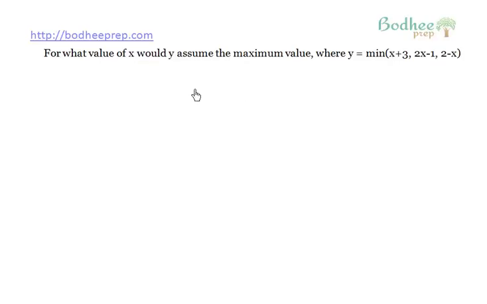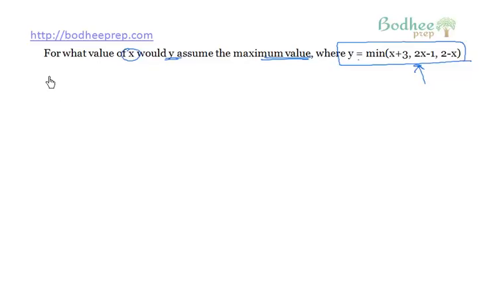The question given to us is that we have to find the value of x for which y will take the maximum value, where x and y are governed by this function: y is the minimum of x plus 3, or 2x minus 1, or 2 minus x. Now let us understand in detail what this kind of function means.